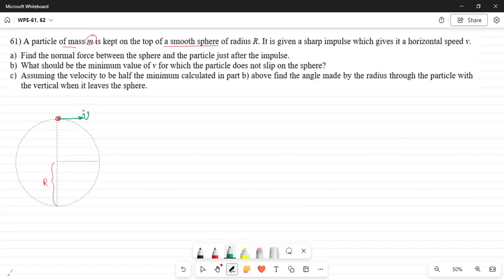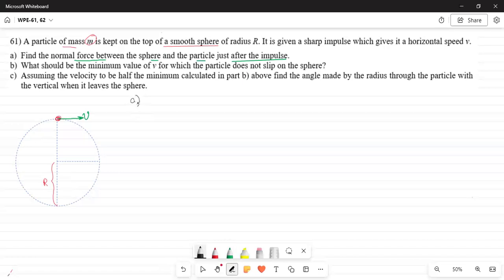In the earlier examples, the mass was simply kept here and it slipped down. Now initial velocity is imparted. Find the normal force between the sphere and the particle just after the impulse. This part A is very easy.